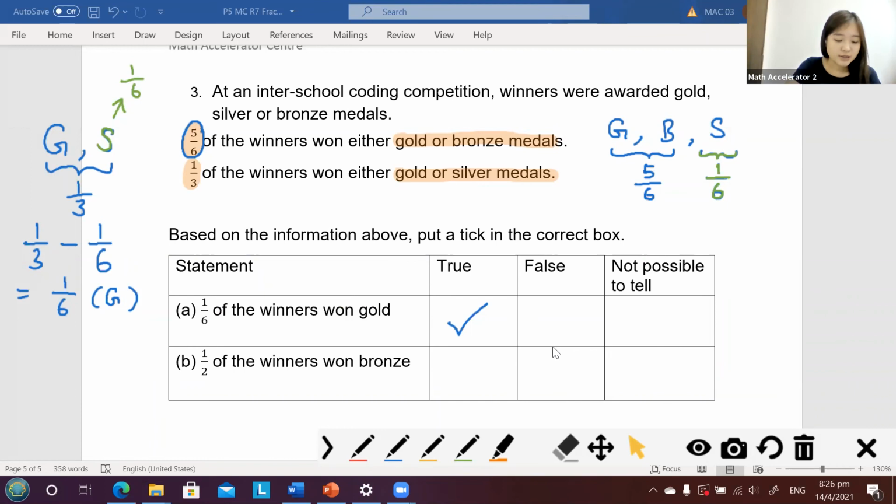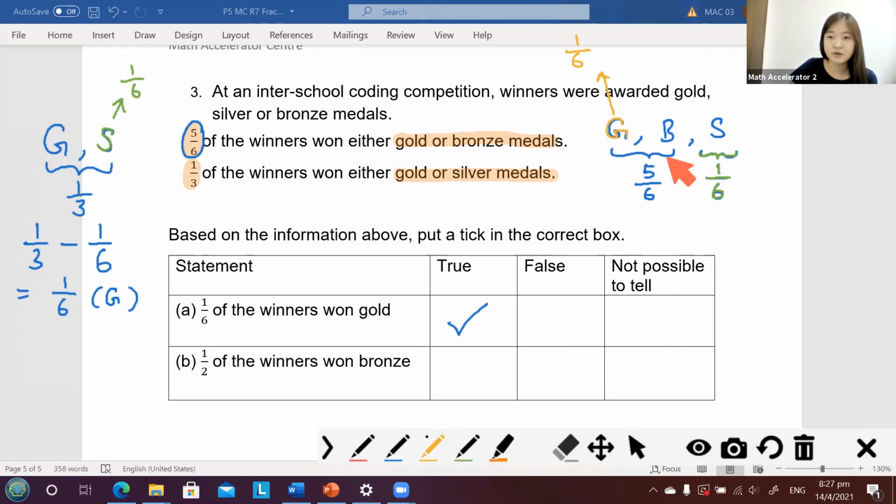Okay, then let's look at your part B. Half of the winners won bronze. Okay, so let's check whether it's true or false. So we can make use of what we have here. Gold and bronze is 5 out of 6. And we found out that gold is actually 1/6.